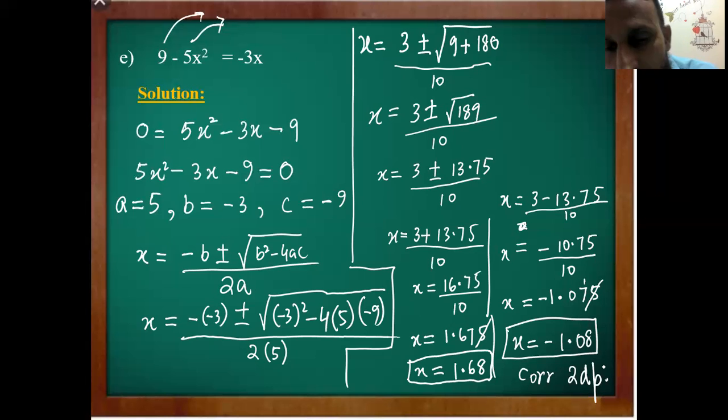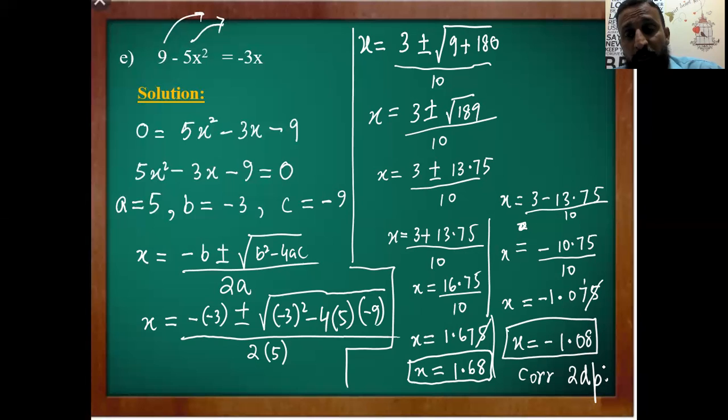I hope this makes sense to you. What I did, I'm repeating the question once again. It was given to us: 9 minus 5x squared equals negative 3x. I told you earlier, whenever we are solving a quadratic equation, we need to have all the numbers on one side and a 0 on the other side. That's what I did. I moved 9 minus 5x squared to the other side so that I have 0 on one side. I arranged it in descending order: x squared should be written first, x second, and the constant last. Then I extracted the values of a, b, and c.